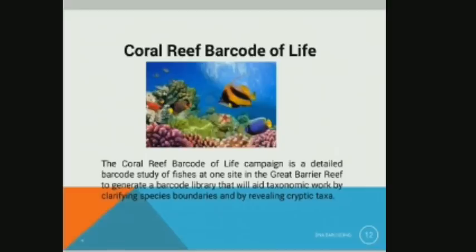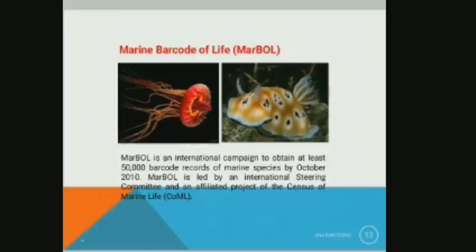Similarly, for any organism, there will be a consortium working on that organism across the globe. For coral reef, a separate barcode of life consortium exists. For marine species, there are at least 50,000 barcode records. That was 10 years ago; now it would have multiplied to a huge number.